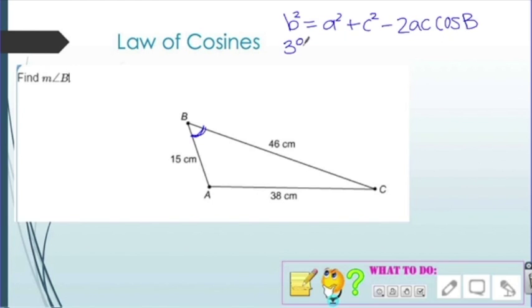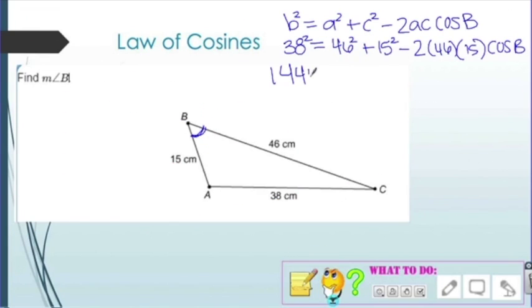Plug in the information we know. Side B is 38 because it's across from angle B. Side A is 46. Side C is 15. Side A again is 46. Side C again is 15 times the cosine of B that I'm trying to find. So in this case, we're going to have to simplify it in a few different steps. So 38 squared is 1,444. 46 squared is 2,116. 15 squared is 225.